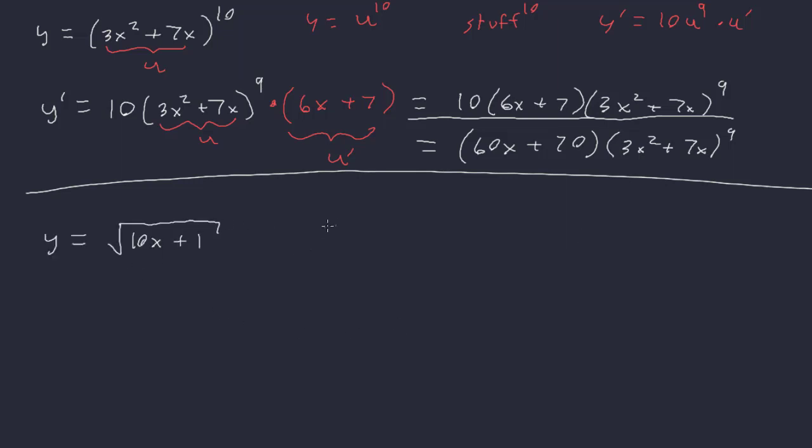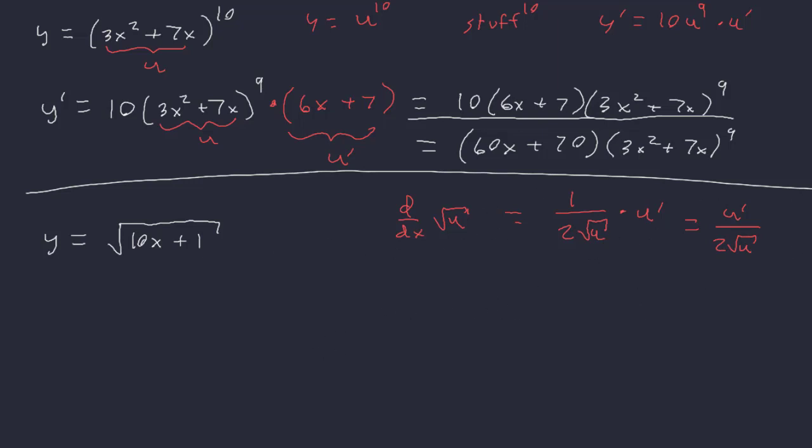All right, next up, let's say we have the square root of 10x plus 1. So there's one that we didn't put in our basic one, mainly because it's a generalization of the power rule. But so if we have the square root of u, derivative of square root of u is going to be 1 over 2 root u times u prime. Okay, or u prime over 2 root u.